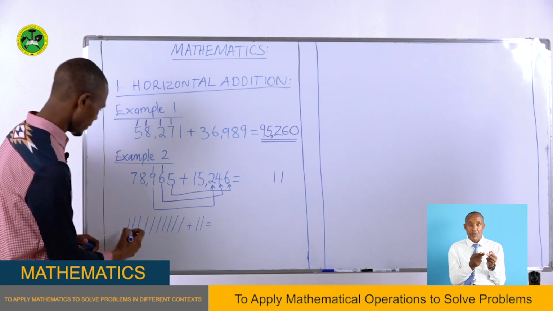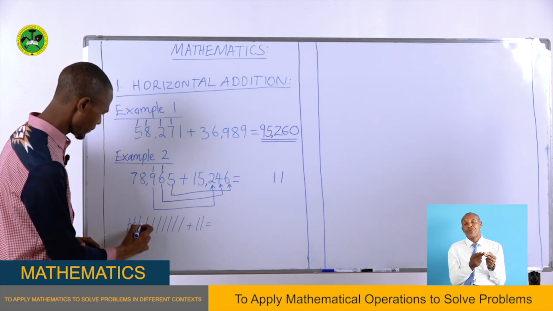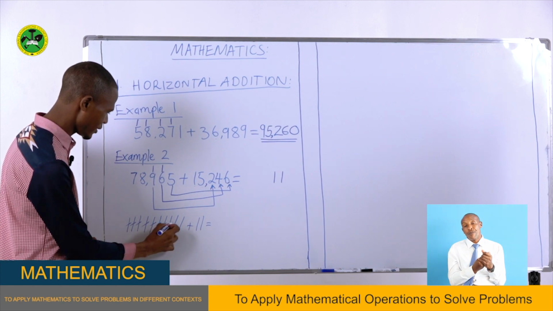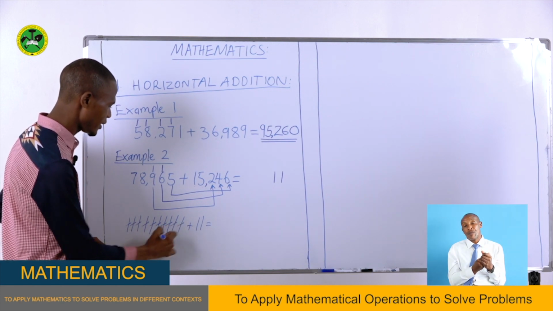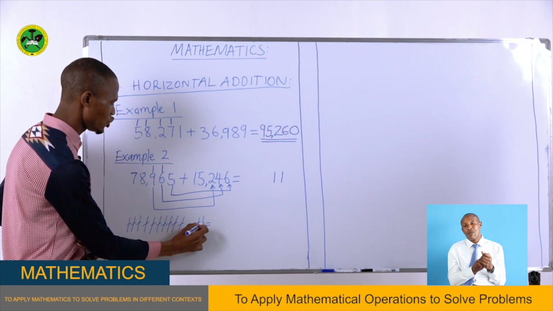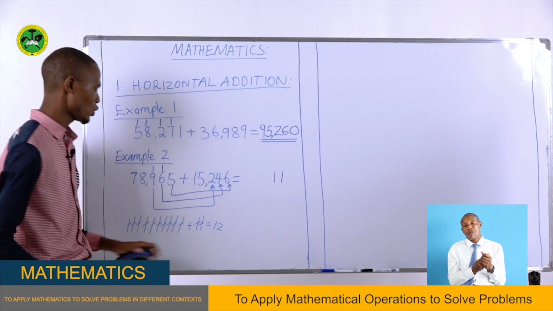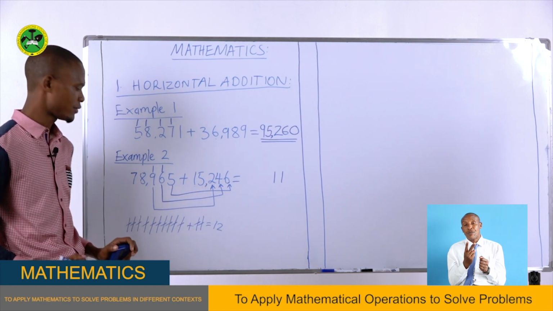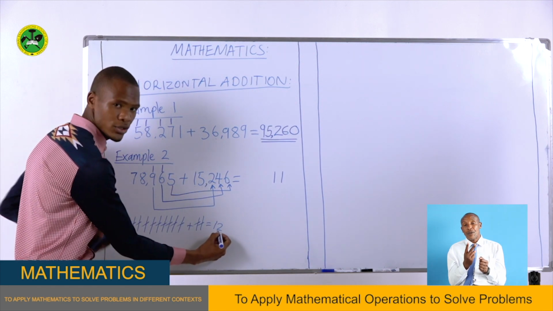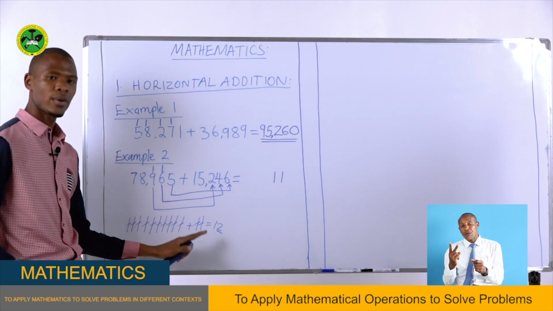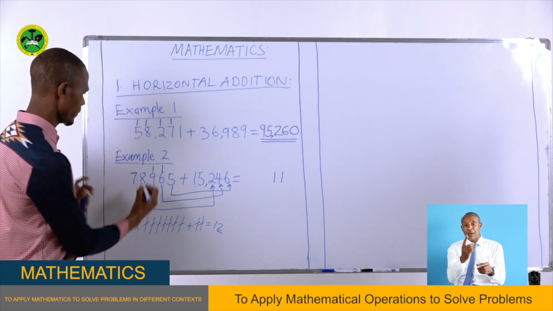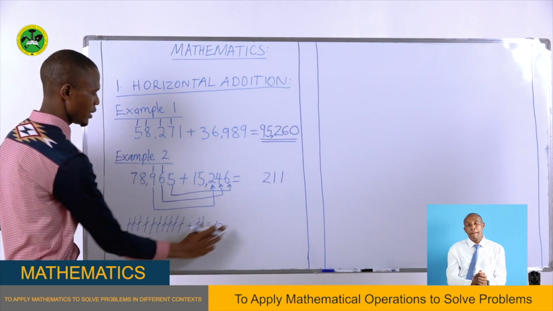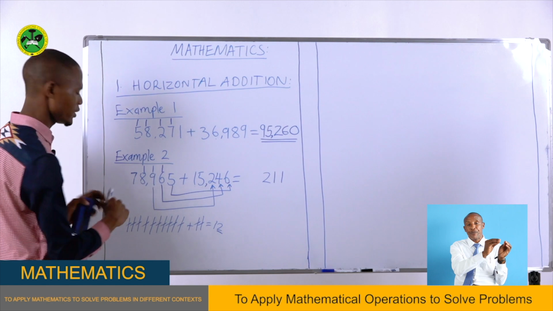Count them together. 1, 2, 3, 4, 5, 6, 7, 8, 9, 10, 11, 12. So the sum of 10 and 2 gives 12. So we write 2 and then we carry 1 forward. We write 2 and then we carry 1 forward to the next digit.